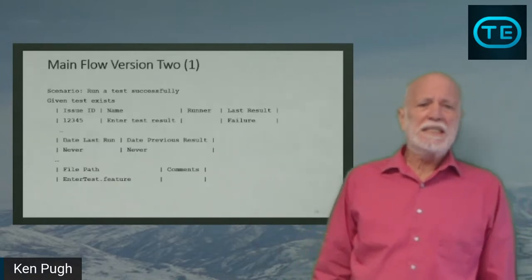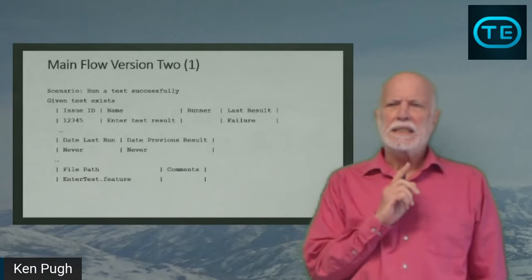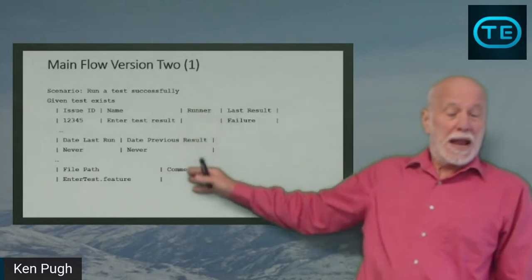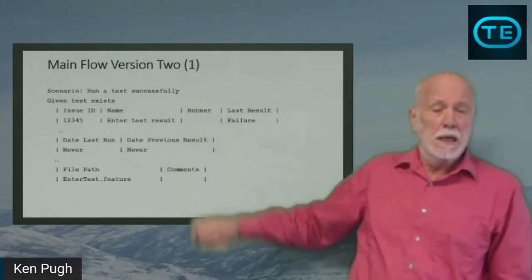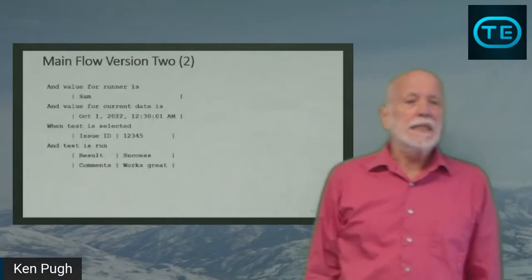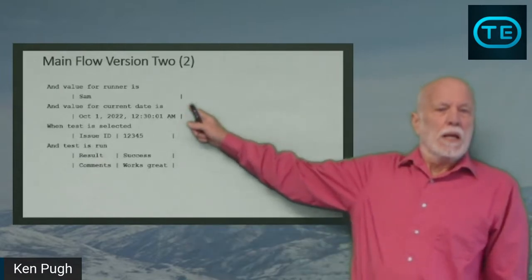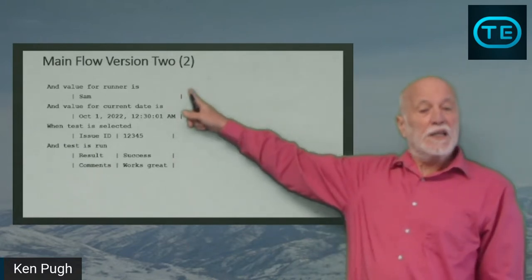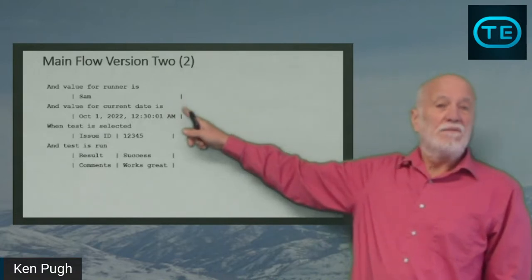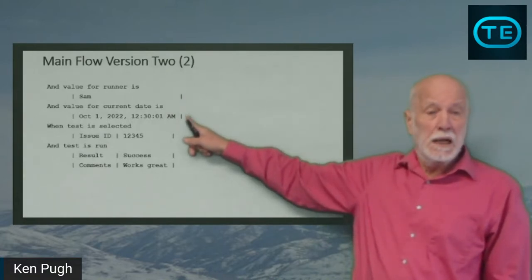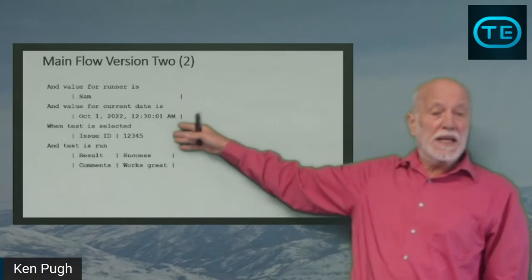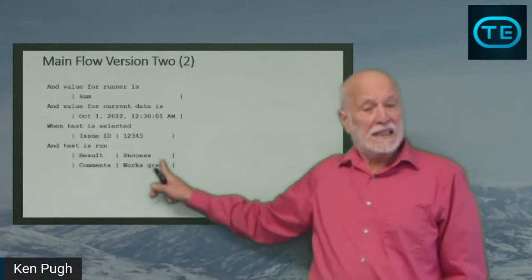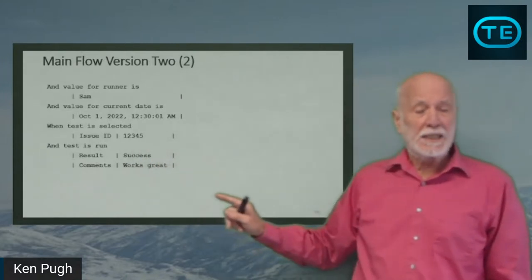So now we do our code and testing. In fact, this is just a slight variation of what we had. We ran the test. Here was our test. And then we're going to set our test doubles so that the value for the runner is Sam and the value for the current date is this. When we select to run that test and we run it with success for the result, it works great.